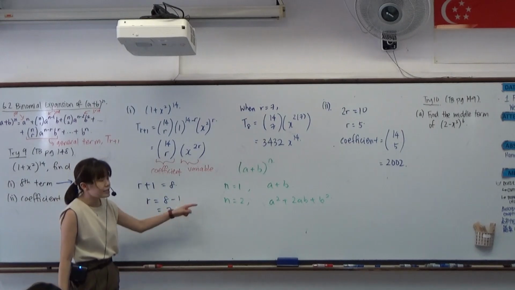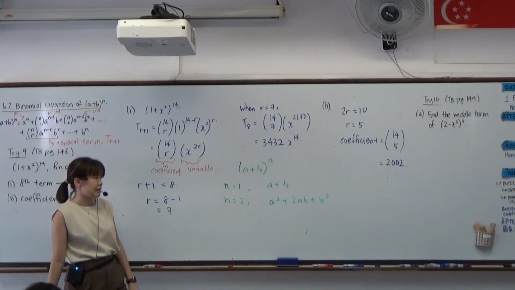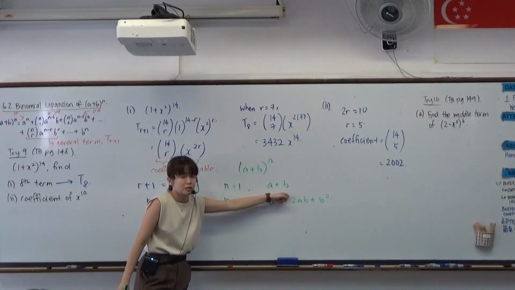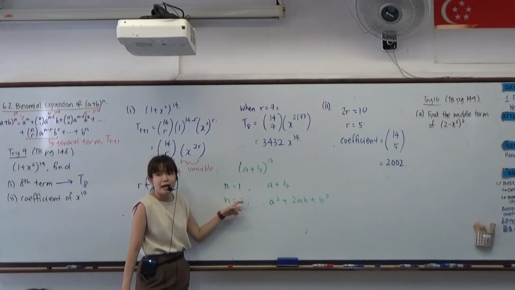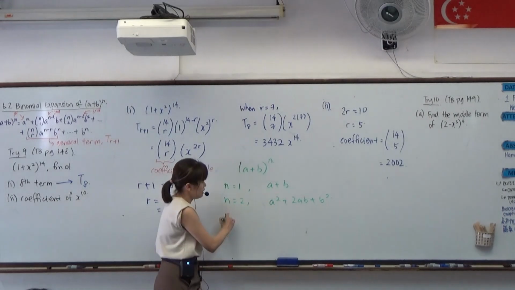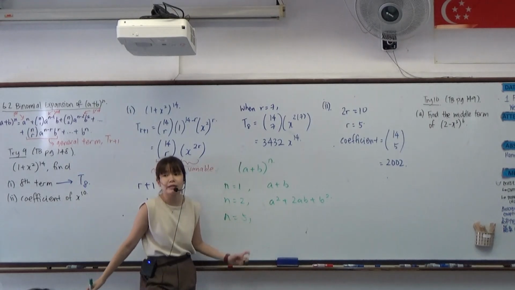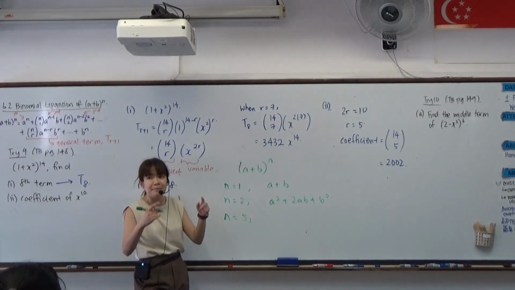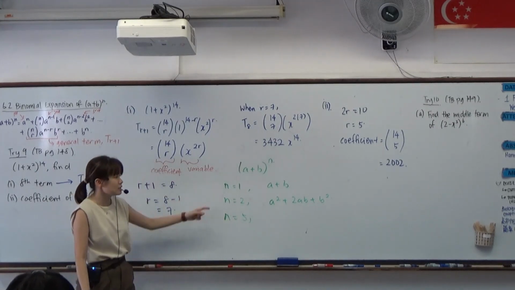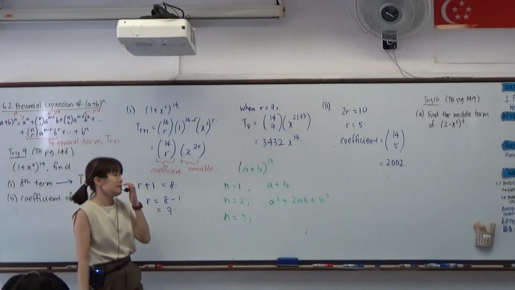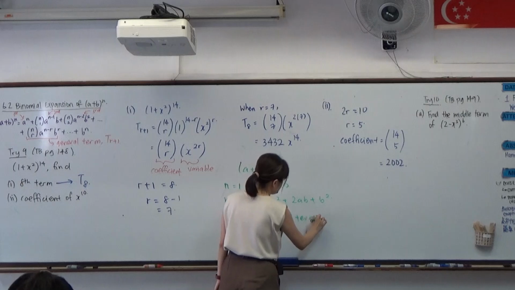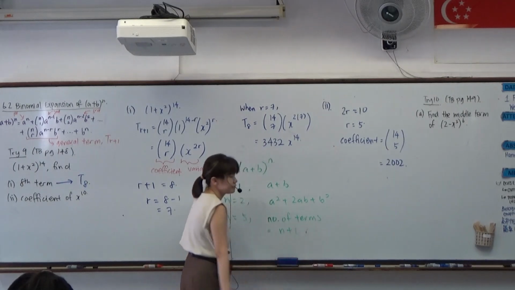At this juncture, I want you to observe that when n equals 1, I get 2 terms. When n equals 2, I get 3 terms. If n equals 5, how many terms do you think there will be? There are 6 terms. So there is always a plus 1 number of terms to the power. So the number of terms will always be n plus 1.